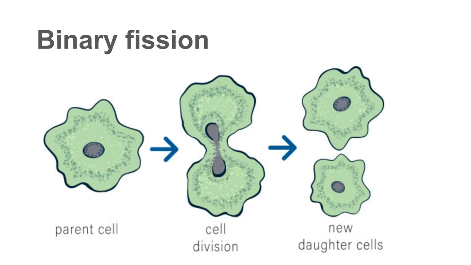Alright, so in this video we're going to be looking at binary fission. Binary fission is a type of asexual reproduction, meaning one cell divides to form two identical cells. This is how prokaryotes multiply. So let's go through the steps together.